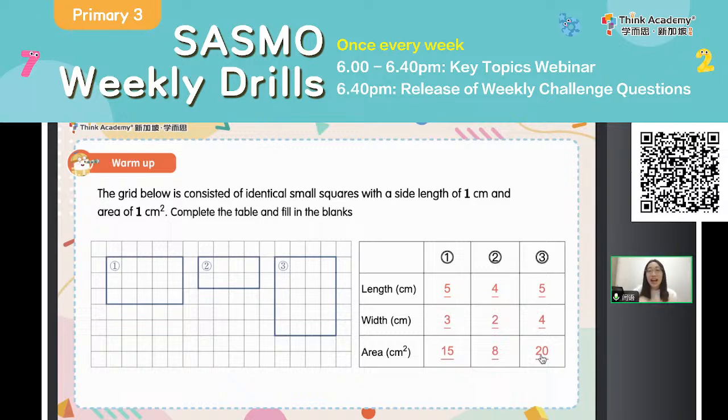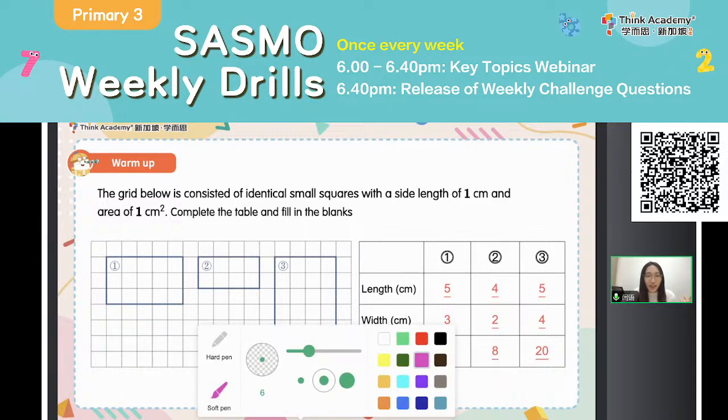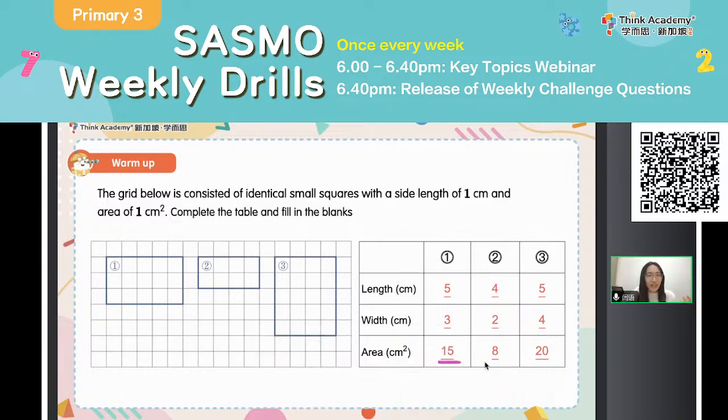Okay, so now everyone, just according to these 3 examples, could you please tell me how can we figure out the area of 1 rectangle? Can you get the formula by yourself? Think about it. Just now, what did we do? How can we figure out 15? How can we figure out 8? How can we figure out 20? Did we just count 1 by 1? No. So what did we do?